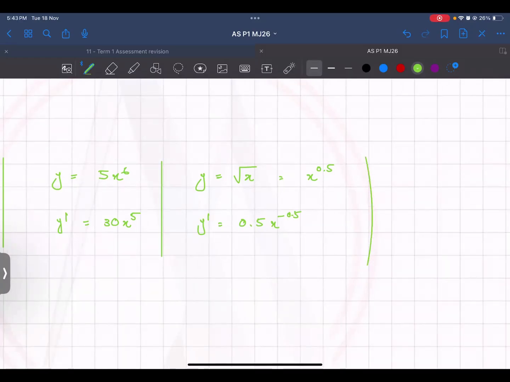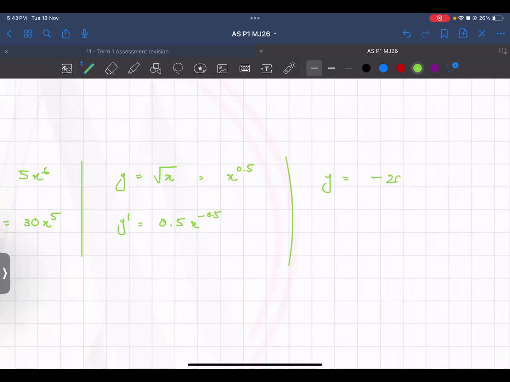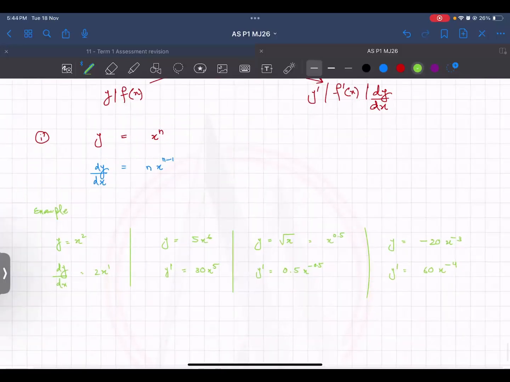If you have y equals minus 20x power minus 3, and you want to differentiate this thing, the y dash will be: the minus 3 will come down and multiply with minus 20, the coefficient. So minus 3 times minus 20 will be plus 60. And the x power will be reduced by 1 furthermore. Minus 3 minus 1 will become minus 4. So these are some very simple examples of how to differentiate your function. The power comes down and multiplies with the coefficient, if there is one, and the power is reduced by 1. This is it.